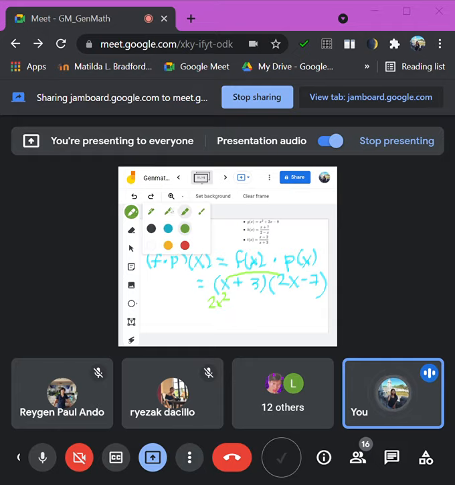Now, let's go to the next one. FOIL, F-O. So that is already x times negative 7. How much? That is negative 7x. Right? Correct? Yeah, negative 7x.